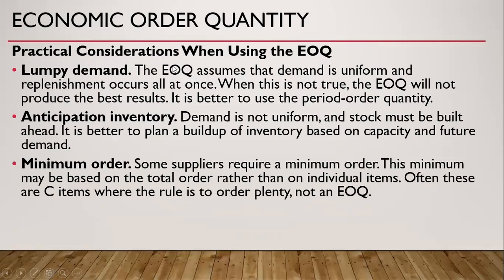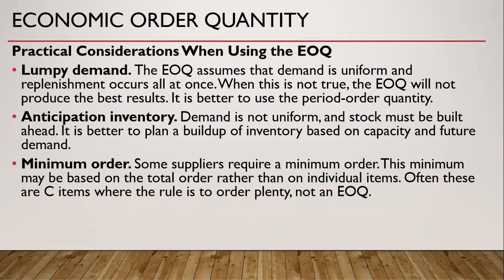So, what are the practical considerations when using economic order quantity as calculated from the ordering cost and carrying cost? If demand is lumpy, EOQ assumes that demand is uniform, so the EOQ will not produce the best result when demand is lumpy. It is better to use the period order quantity method. Then anticipation inventory, when demand is not uniform and stock must be built ahead. It is better to plan a build-up of inventory based on capacity and future demand and not on the basis of EOQ calculation.